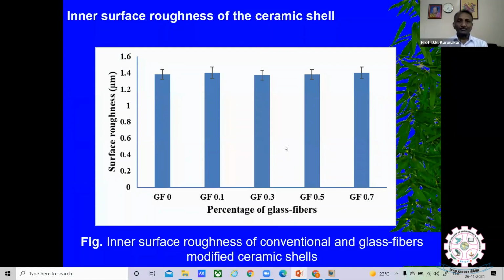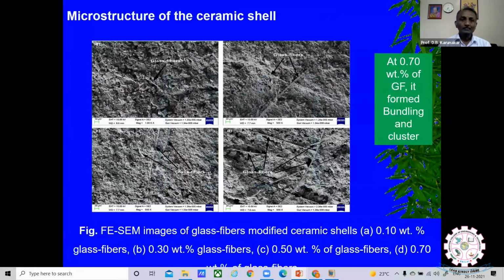When it comes to the surface roughness, there is almost no change. In all the experiments, the surface roughness and surface finish were the same. Why? Because we have added glass fibers to the secondary slurry. We should not add them to the primary slurry, because they will spoil the inner surface of the shell. So we cannot add these glass fibers to the primary slurry. So it doesn't matter.